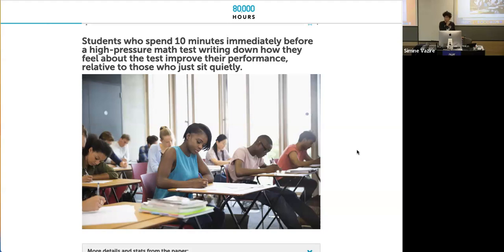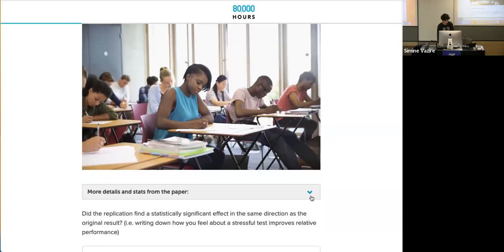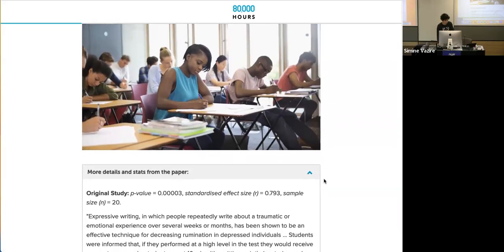So what's the manipulated variable here? Yeah, if they wrote about how they feel, or if they just sat quietly. So the variable would maybe be whether, I think it's called expressive writing or not. What's the dependent variable? Test scores, performance. Yeah. Okay, so let's look at details about the paper. I don't think we had this one last time, so I don't know how we would vote.